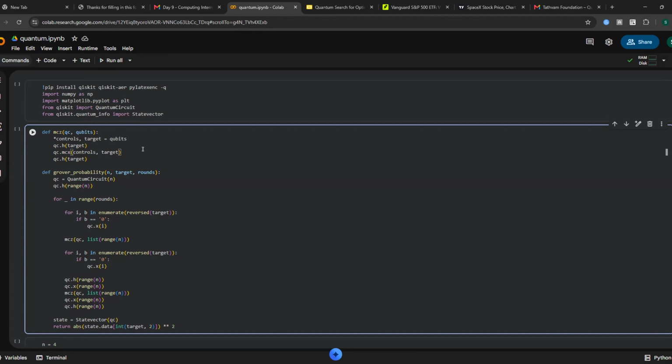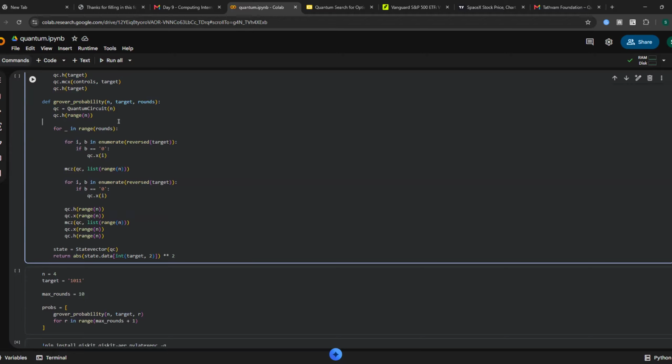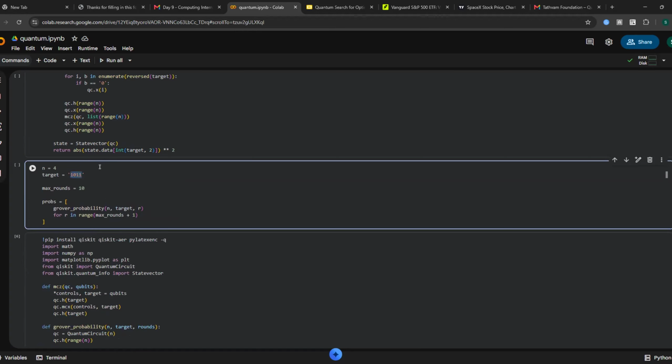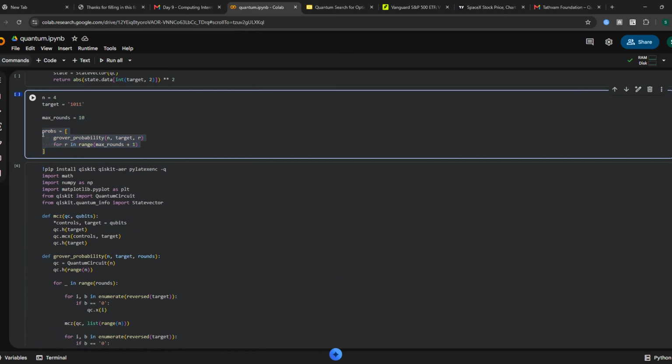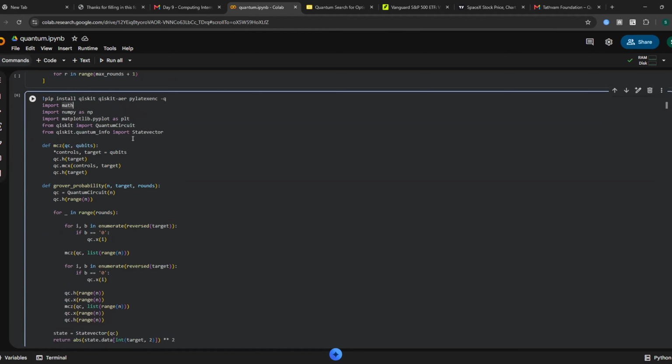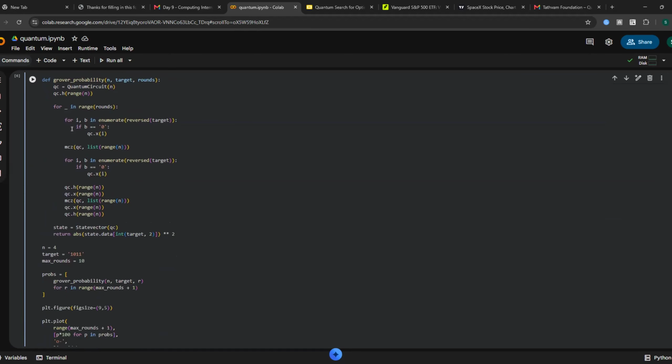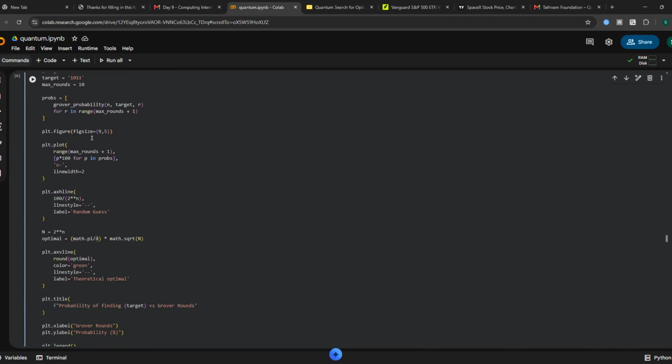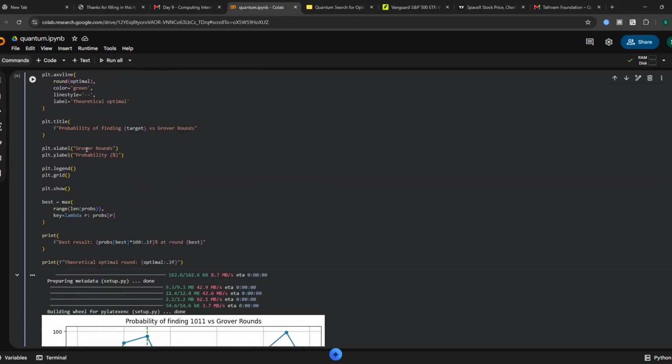And once the oracle is created, each round the diffuser makes the amplitude greater for the correct answer, so it increases the probability each round. So that's what I did here. And then I gave it the different rounds, and then I gave it the correct answer, which is the target, and I give it 10 rounds for the sake of this project. And then I calculate the probability in a list. And then to graph this simulation, I just use the basic libraries, and then I define the gates and probability, and then the same thing n over 4, and I graphed it using the plt plot functions.